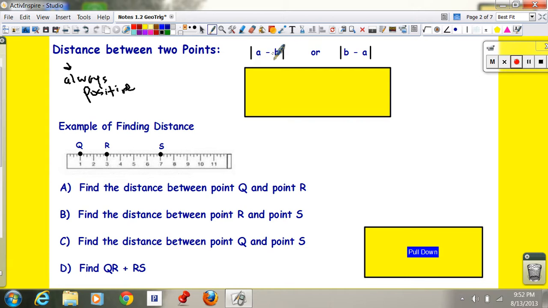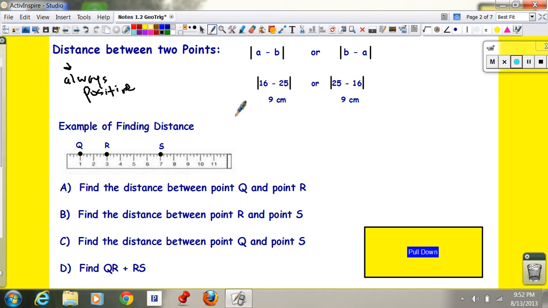So if you subtract the two numbers and you get a positive, the absolute value is going to keep it positive. If you subtract the two numbers and get a negative, the absolute value is going to make it positive. The distance is always going to be a positive number. So in our problem that we just looked at, not with the plumber, but with the ruler at the bottom, if I took the 16 and subtracted the 25, those are my two endpoints. If I subtract them, the absolute value would be 9 centimeters. And 25 minus 16 would be the positive 9, and that would still be the absolute value of 9. This would be the negative 9, absolute value of 9. So, an example of finding distance.